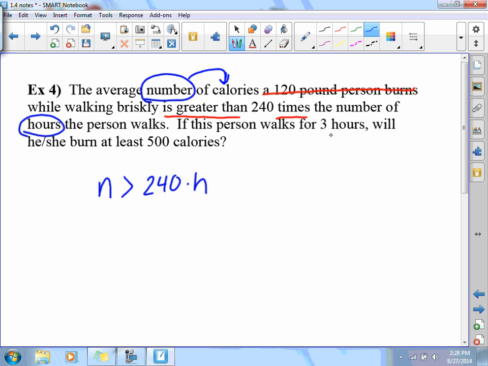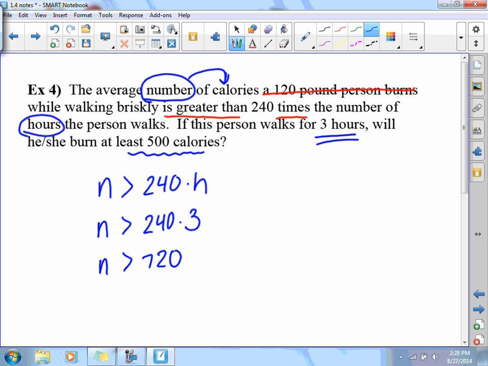If the person walks for 3 hours, will they burn 500 calories? So 500 is the number of calories. They're telling me the number of hours. That's the value that I have for H. So I'm going to substitute that in. 240 times 3 for the number of hours that they're walking. So then I'll be able to evaluate this and get the value for N. So N is going to be greater than 720.